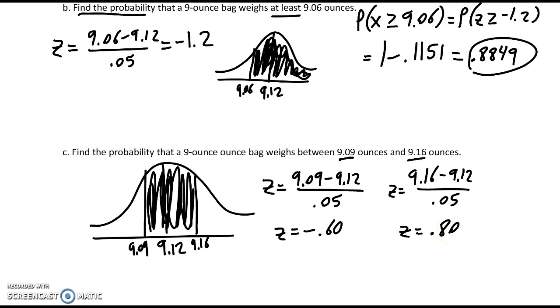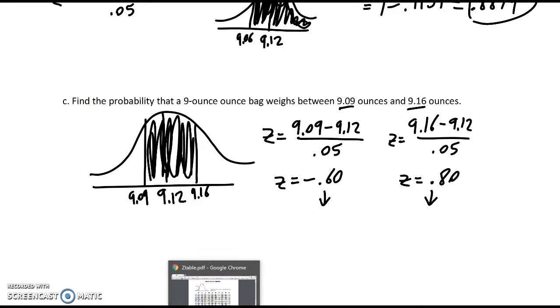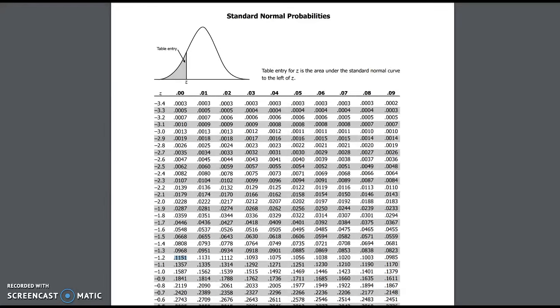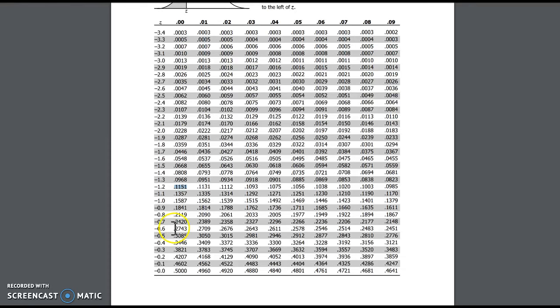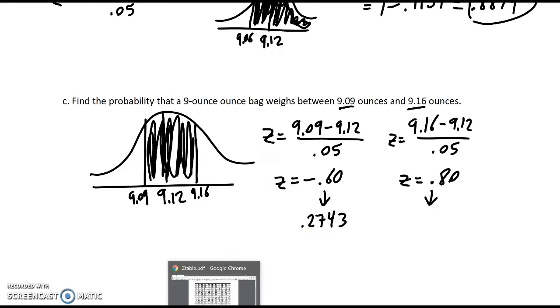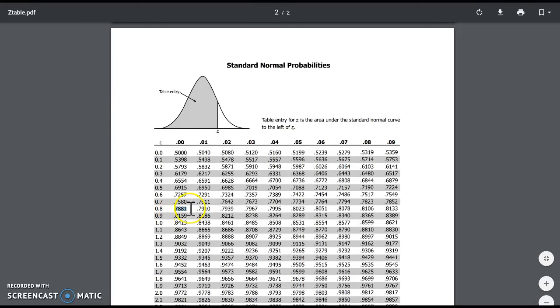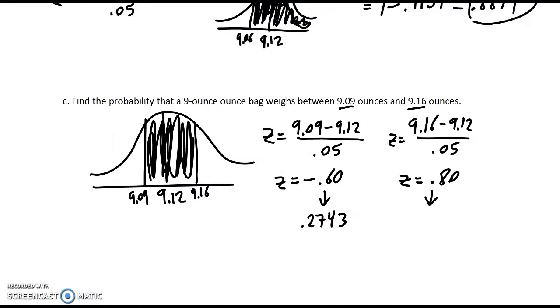Okay, so again, with between, the trick is you're going to look up both of these z-scores on our table, and then we will subtract them. Okay, do not subtract the z-scores. Very important, do not subtract the z-scores. You must subtract the probabilities instead. So we're going to scroll down a little bit. Negative 0.60 is 0.2743. And if I go to 0.80, that's 0.7881.